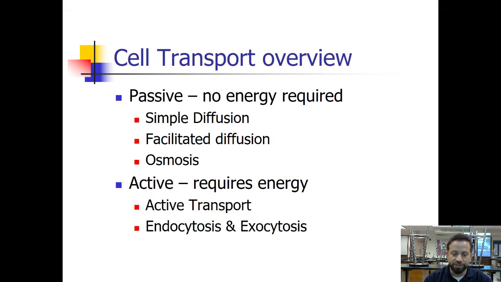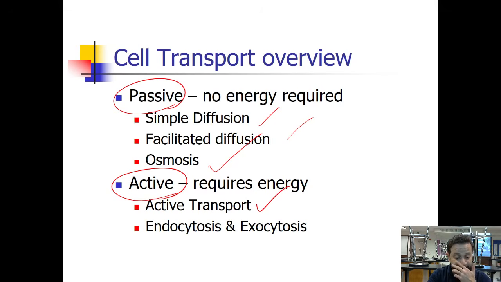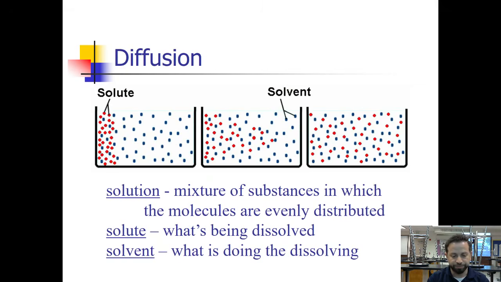Here's an overview of cell transport. We have passive transport and active transport, so we can break them up into those 2 categories. In passive, we have simple diffusion, facilitated diffusion, and osmosis, whereas in active we have active transport. At the very end of this lecture I'll teach you about endocytosis and exocytosis. So that's our general overview.